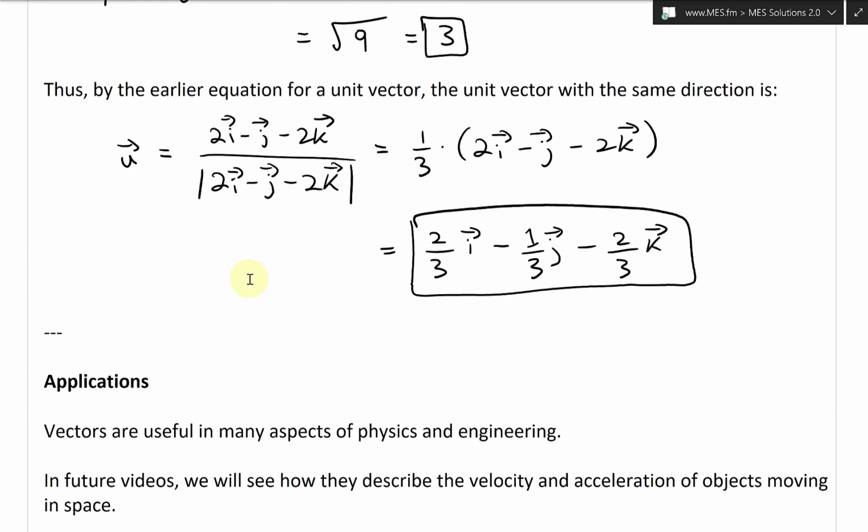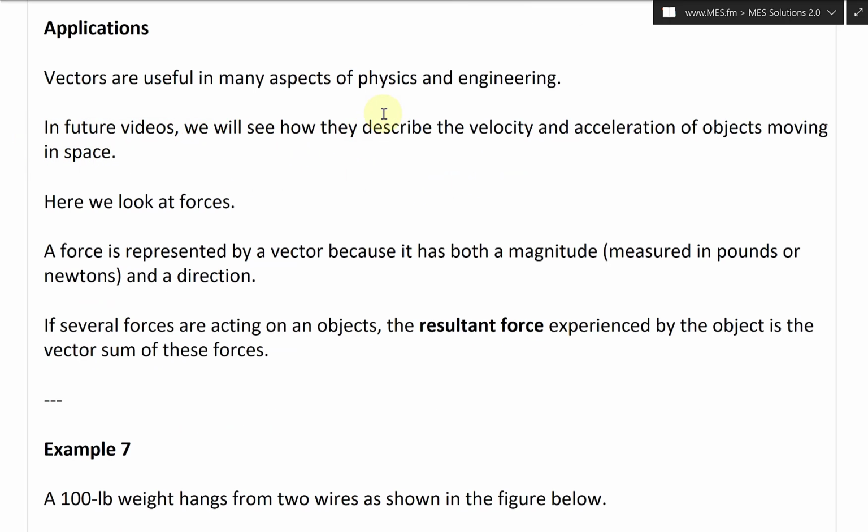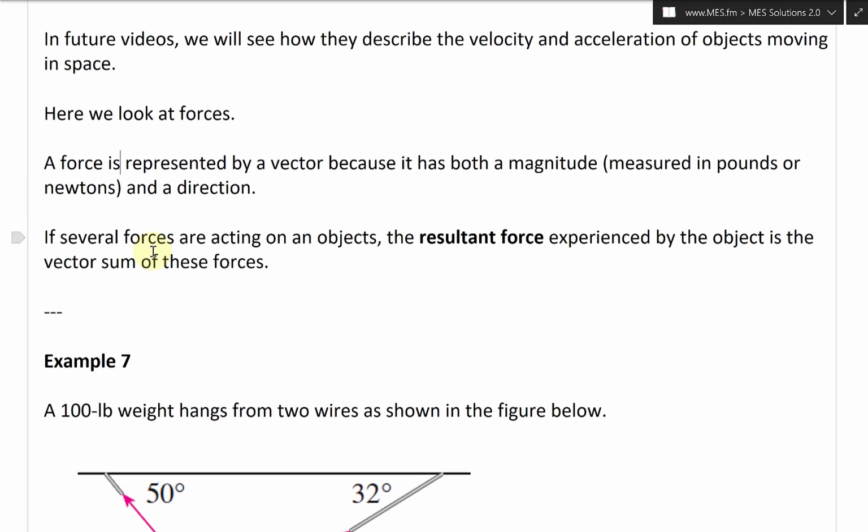All right, and now let's go over the last part of this video. That's on applications. Vectors are useful in many aspects of physics and engineering. In future videos, we will see how they describe the velocity and acceleration of objects moving in space. Here, we look at forces. A force is represented by a vector because it has both a magnitude, measured in pounds or newtons, and a direction. So if several forces are acting on an object, the resultant force experienced by the object is the vector sum of these forces.